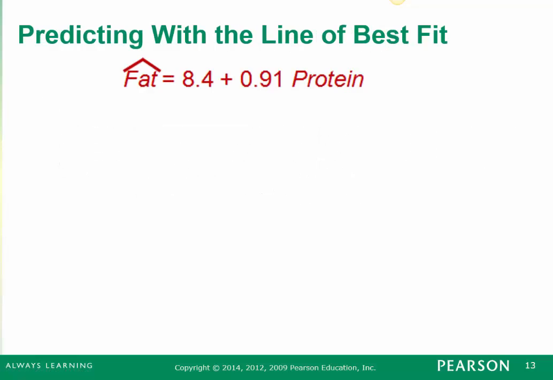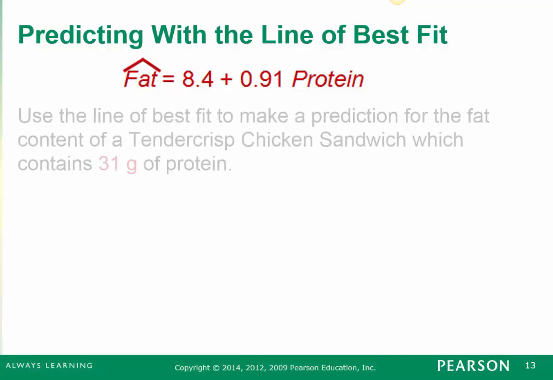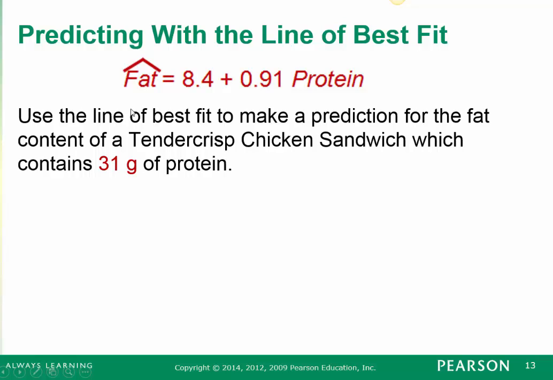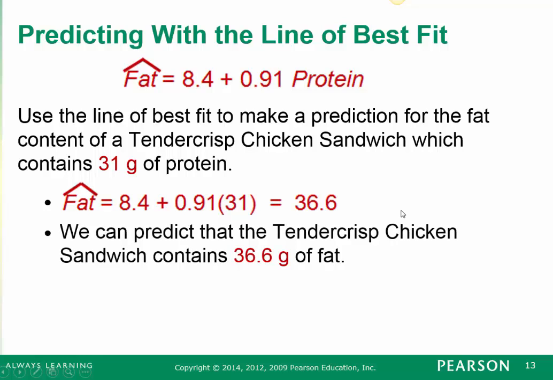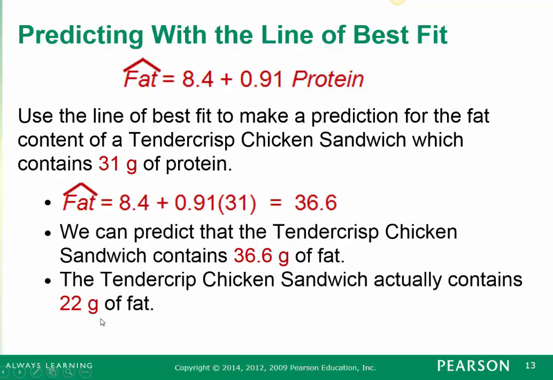So you can also predict, once you've built the line of best fit, calculated it, you can do some predictions. So let's say we want to make a prediction for a chicken sandwich that has 31 grams of protein. So I'm going to take the 31, I'm going to substitute it into the equation in place of the protein variable and see what my prediction is. So I would predict the fat for that product would be 36.6 grams. The actual sandwich contains 22 grams.